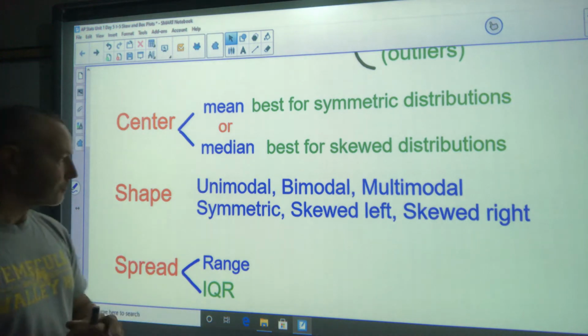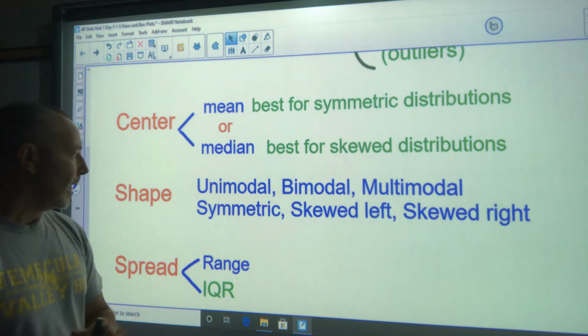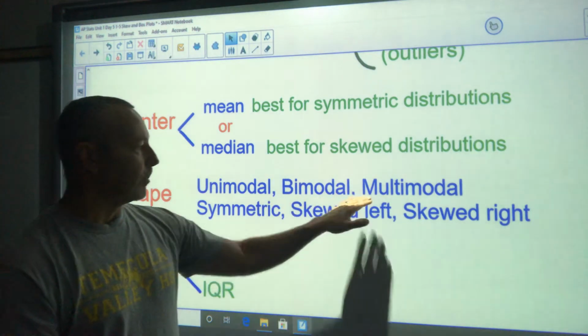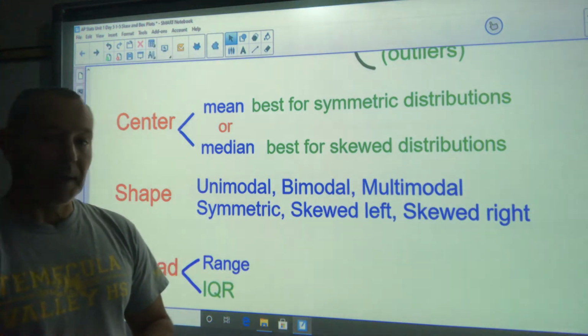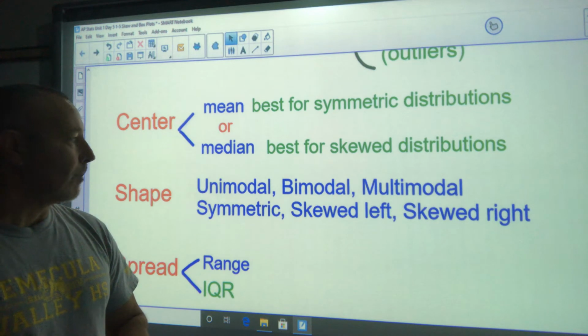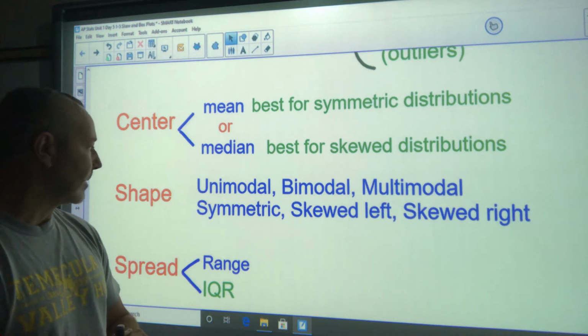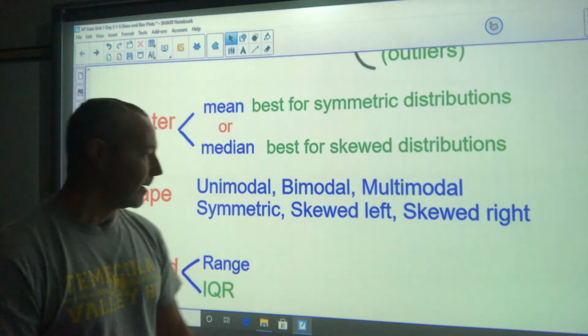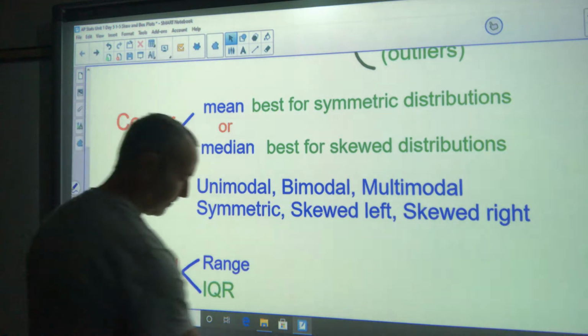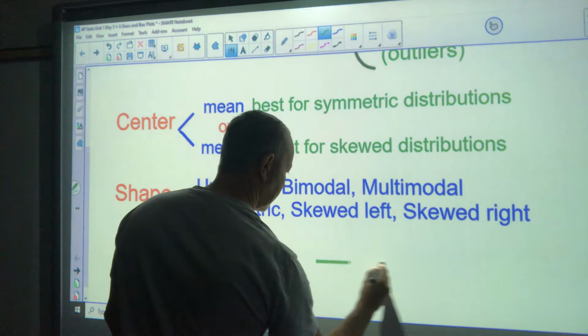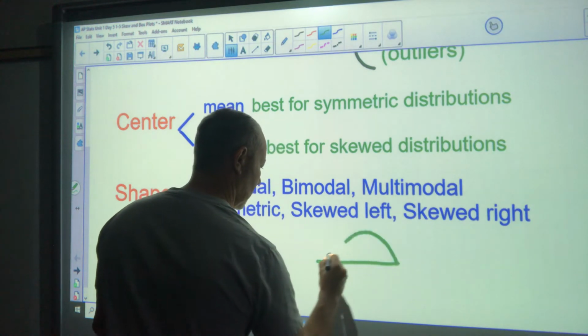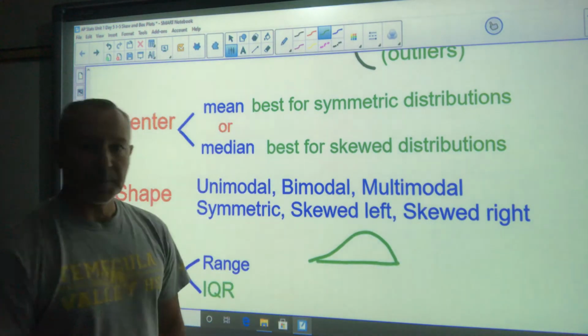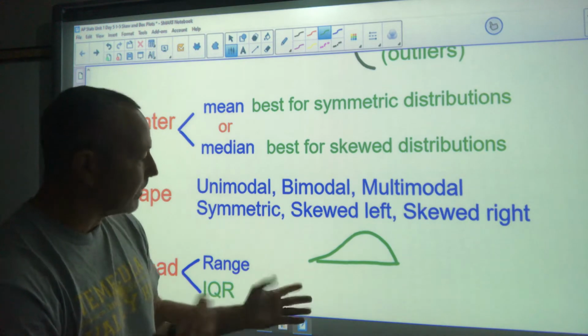All right, shape. We have terms such as unimodal, bimodal, multimodal. Those are things we cannot see in a box plot, so we'll see that when we get there. Other terms are symmetric, skewed left or skewed right. Okay, skewed left. That would be a distribution that looks like so. And what does this picture stand for?